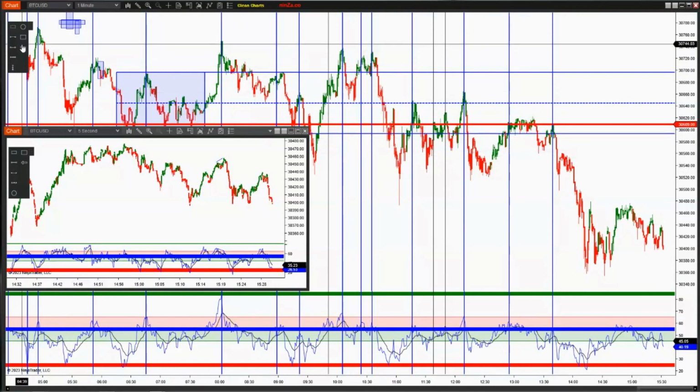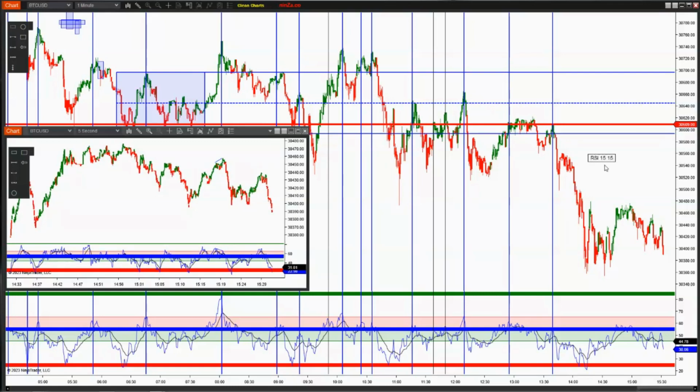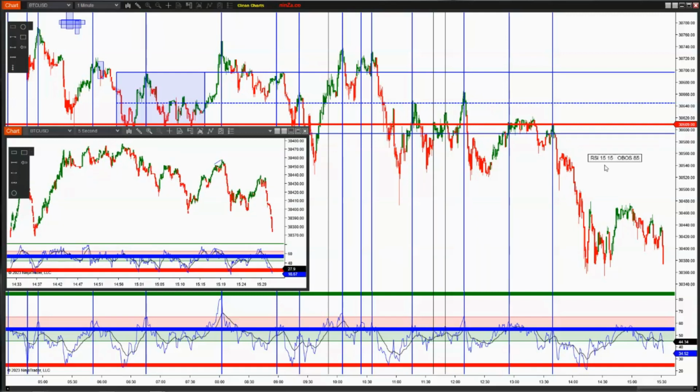Okay, I'll type it on the chart for you here. It's the RSI, 15, 15. And you'll want to use the overbought, oversold lines. You want to use 85 for the top line, and then 25 for the bottom. And of course, we can't forget this one, 55 center.